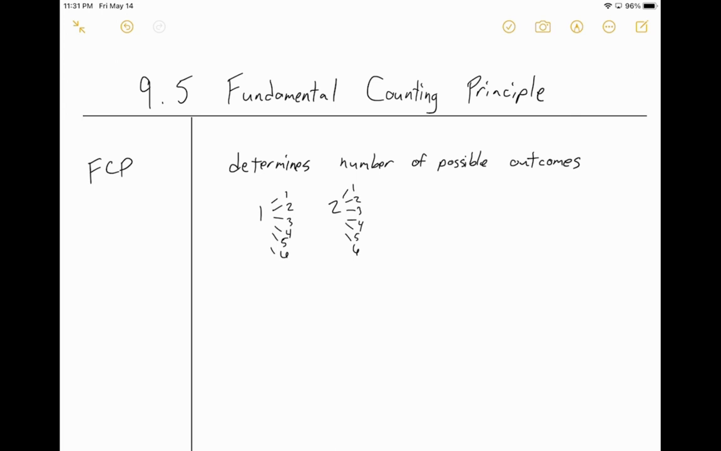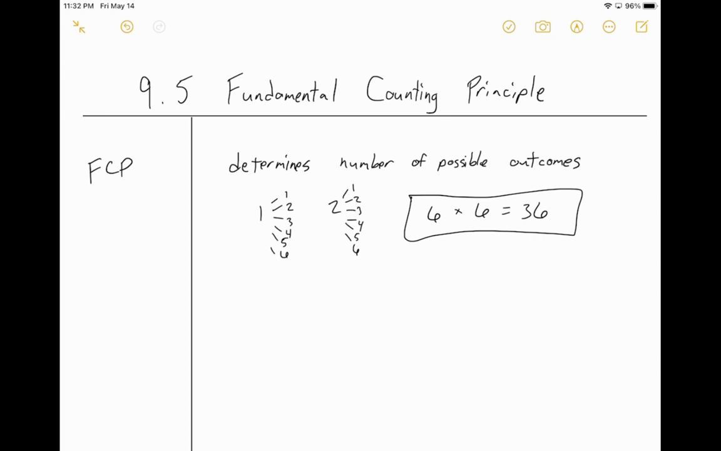Instead, couldn't we just say that on one die, there are 6 possible things, and on another one, there are 6. And if I multiply those together, I get 36 possible outcomes. If I had kept going with this chart over here on the left, I could have. There would have been 36 different things, right? 1 and 1, 1 and 2, 1 and 3, 1 and 4, so on and so forth. But the fundamental counting principle takes this shortcut and says, let's just find the total amount of outcomes, which is 36 total things that could happen.